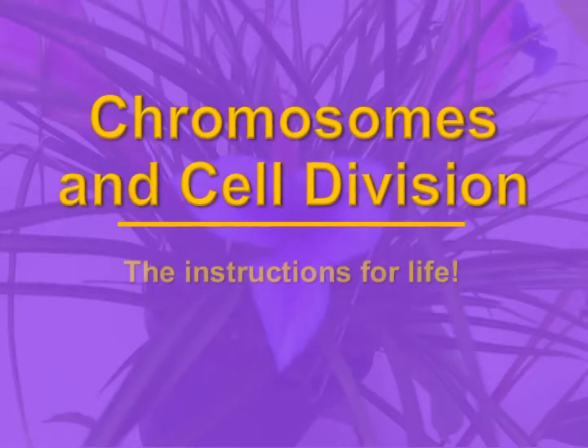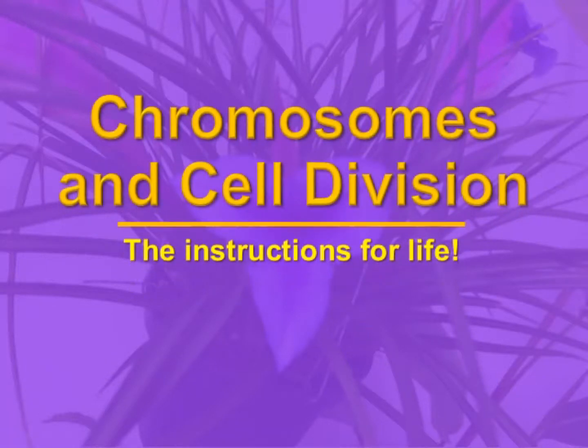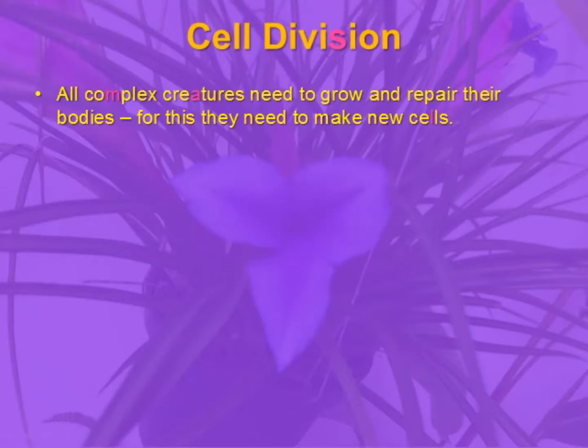Okay, so let's take our second look at the instructions for life, and this time we're going to look at how those instructions get passed on, and that's in cell division. So, cell division is how complex creatures need to grow and repair their bodies. They need to make new cells.